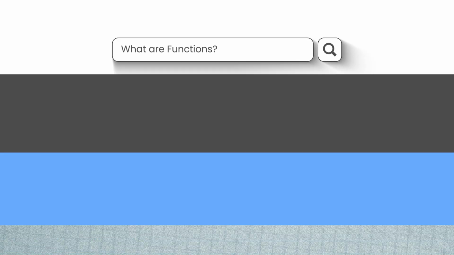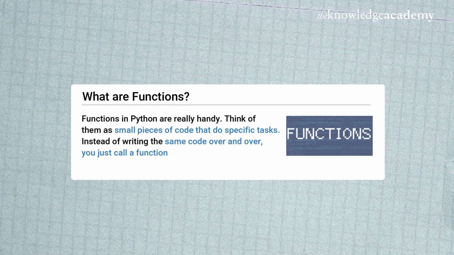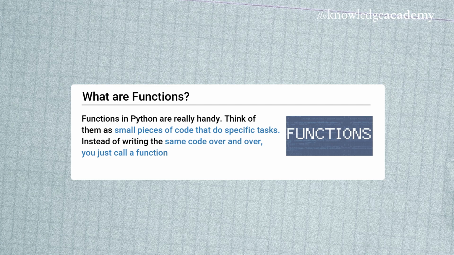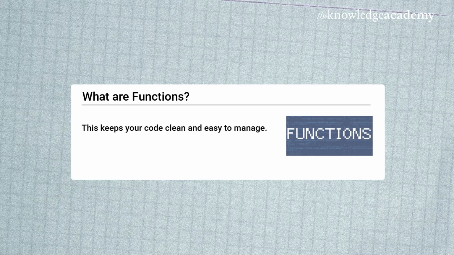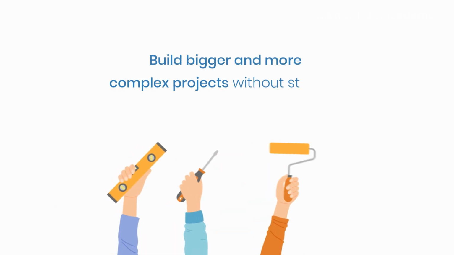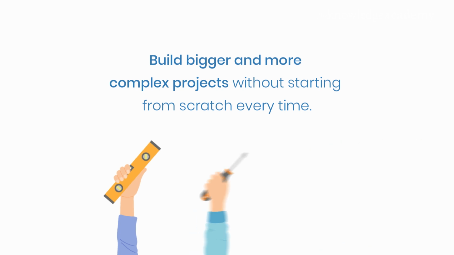So, what is a function? Functions in Python are really handy. Think of them as small pieces of code that do specific tasks. Instead of writing the same code over and over, you just call a function. This keeps your code clean and easy to manage. Imagine functions as tools in your toolbox. You use them to build bigger and more complex projects without starting from scratch every time.